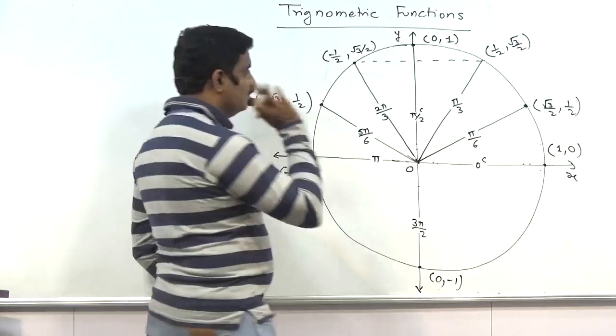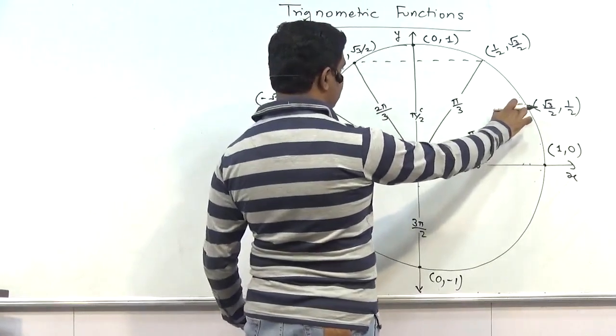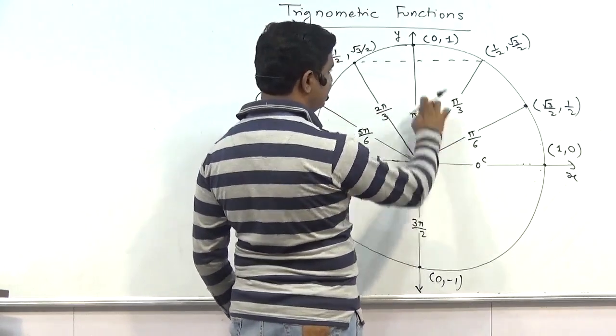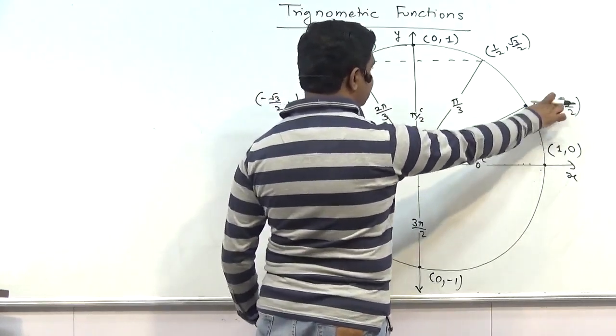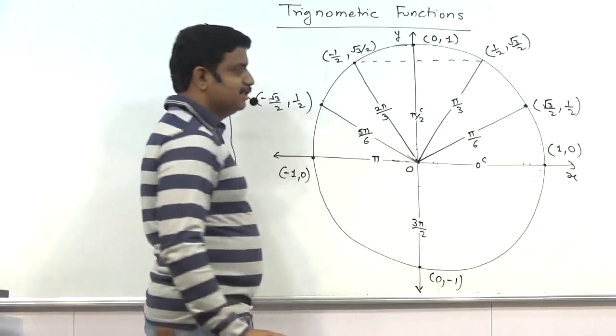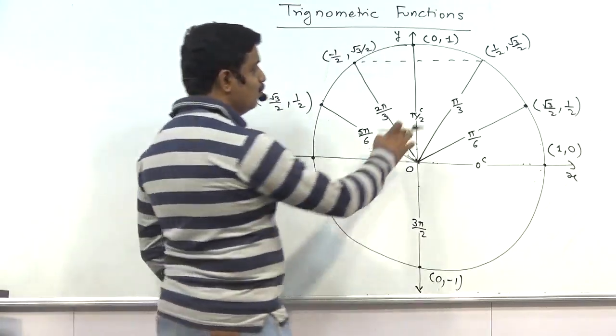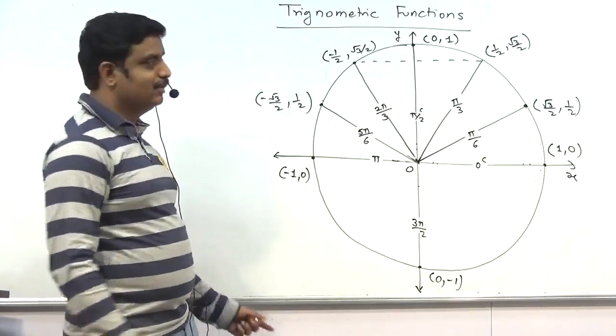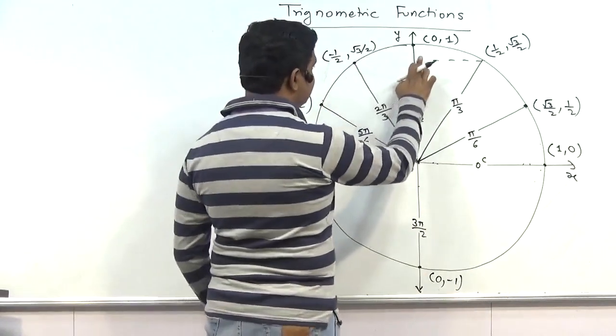Getting it? If I draw a perpendicular or straight line from this point to this point, the distance from the x-axis is not changing, so the y coordinate is not changing. The x coordinate is only changing in sign. Can you observe this easily? Okay. What is the next angle?